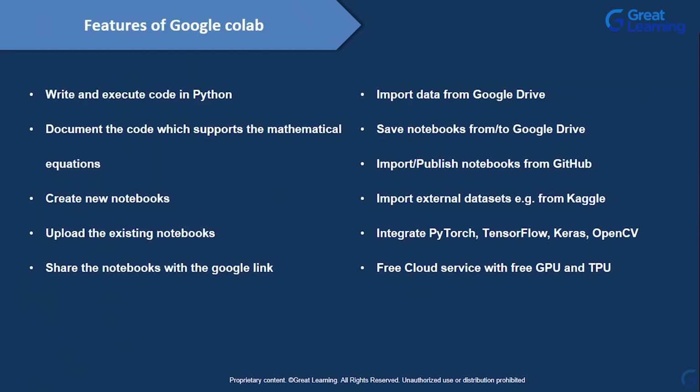Now we will have a look at the features Google gives us in Google Colab, right? So first, you can write and execute code in Python. Document the code, which supports mathematical equations. So if you want to put any mathematical equation in your notebook, that is supported by Google Colab. And if you want to add pictures, images or videos, that is also supported by Google Colab. It's like HTML. The way you write HTML, the same way you can write those equations and add those videos and images. So your notebook will be a proper end-to-end book, right?